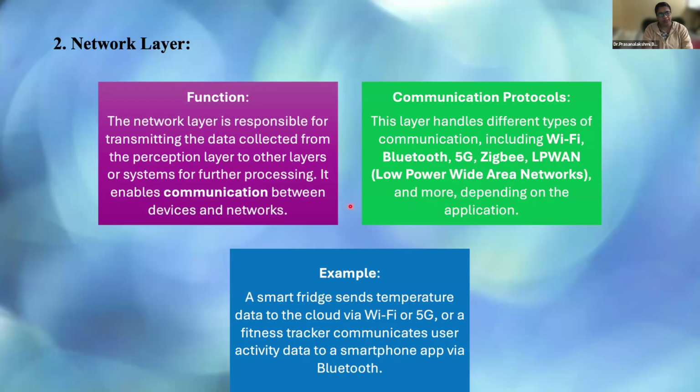The next layer is your network layer. As we told before, your network layer is the one responsible for transmitting your data using some communication protocol like Wi-Fi, Bluetooth, 5G, Zigbee, all these. For example, you can send the temperature data to the cloud via Wi-Fi, and you can track your fitness tracker, which tracks your application.